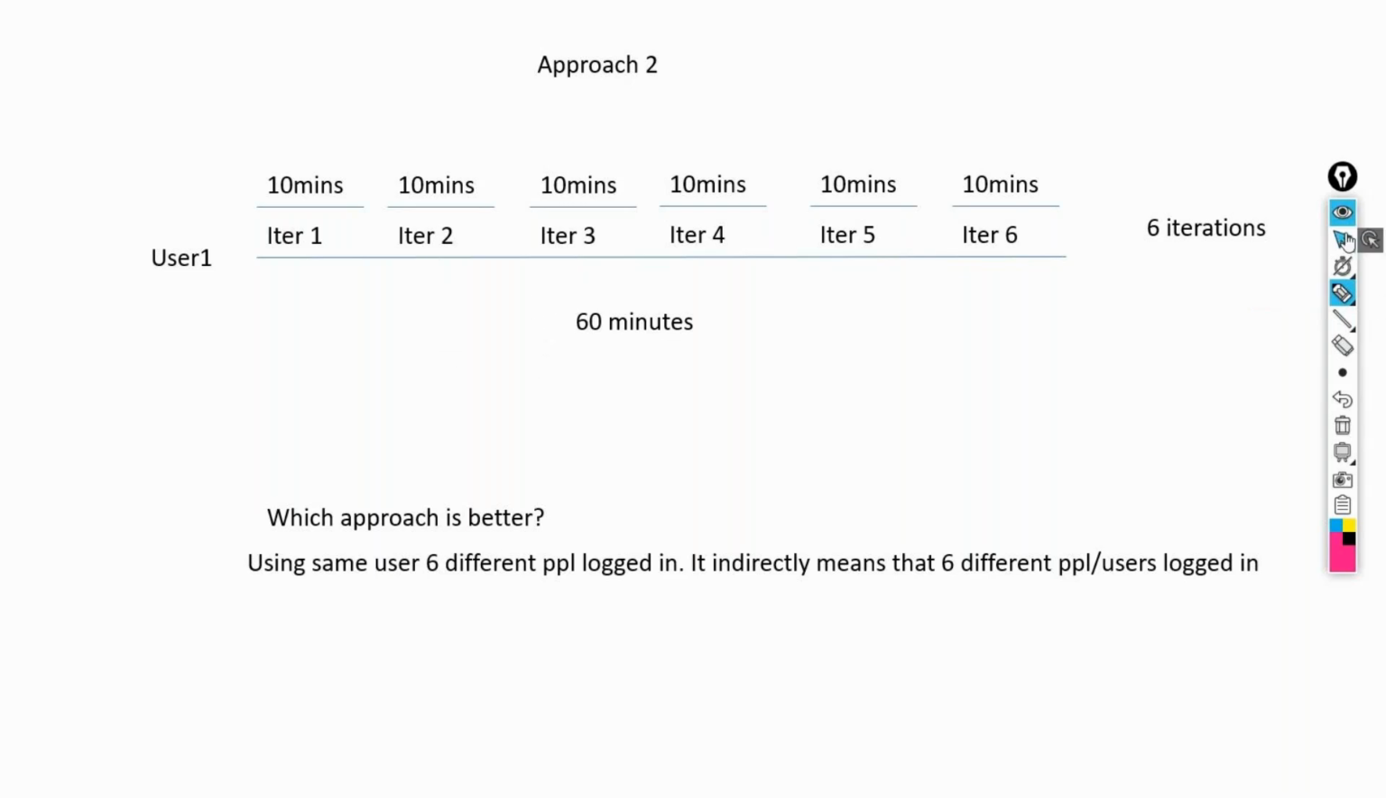Any questions? You should always think from the application perspective. Whenever you are assigned to any project, always think from the application perspective. Then only our testing approach will be correct.